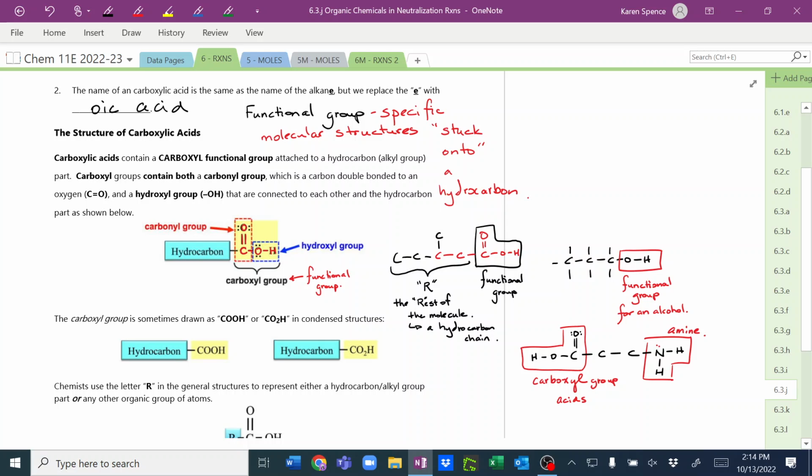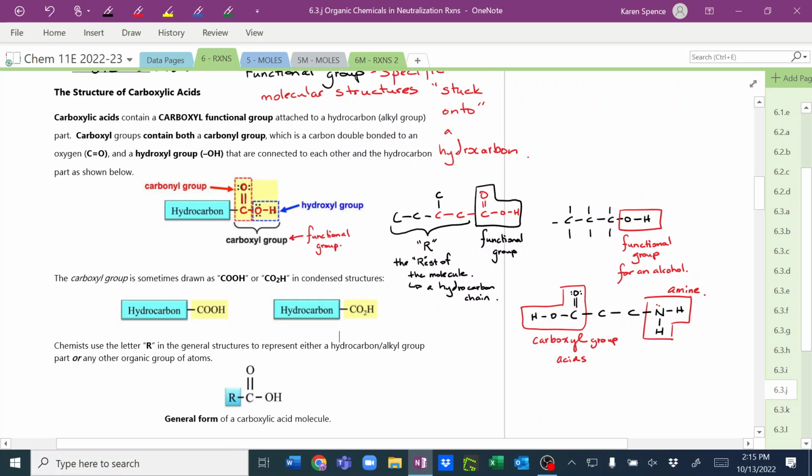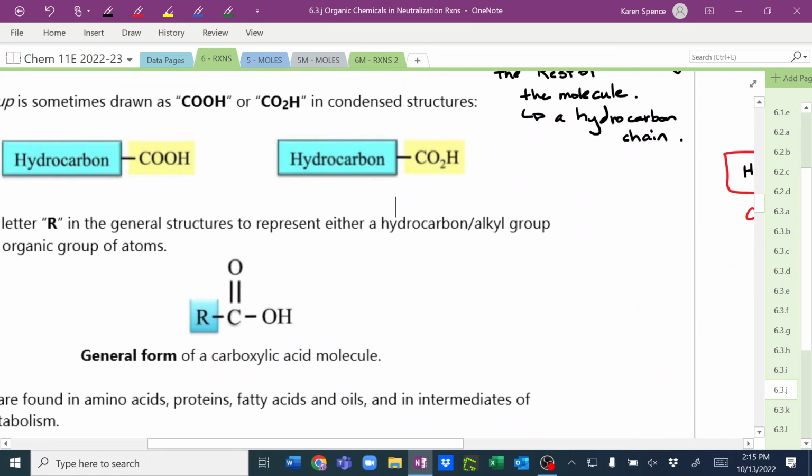So we don't always write out the COOH as C double bond O single bond OH. Sometimes we just write it as COOH, sticking off the end. You can also see it written as CO2H. I don't see it that often like that though, but different textbooks do different things, okay? And here we have the letter R. That's the rest of the molecule over here.